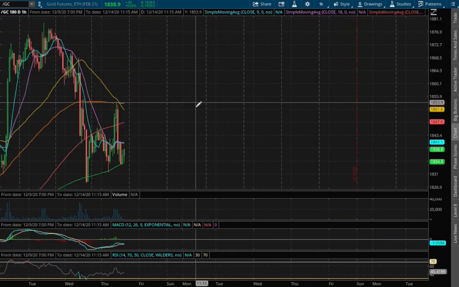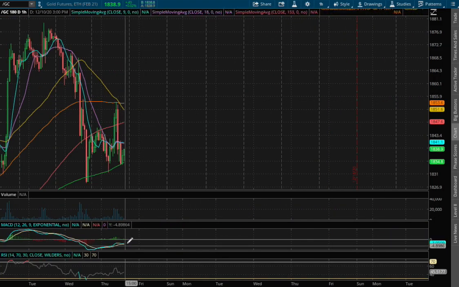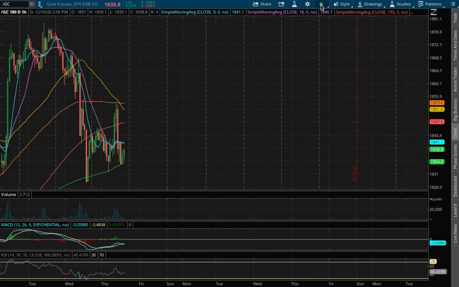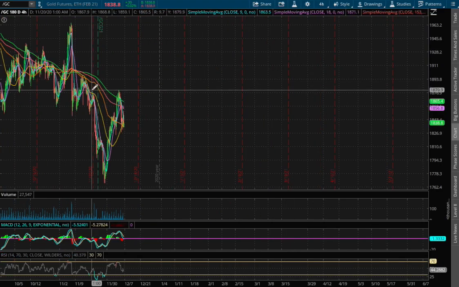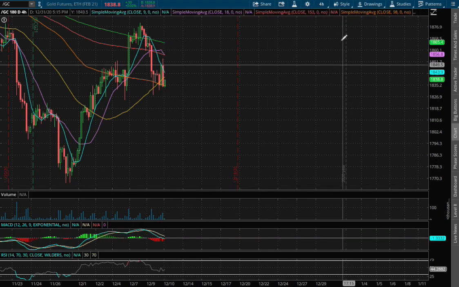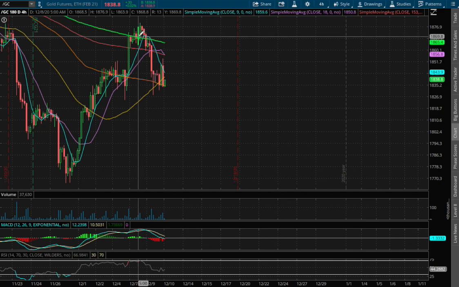We remain in negative MACD and we're seeing signs of a divergence and we're resting right along the 200 moving average, this green line, at the price of $1,834. As we extend out to the 4-hour chart, we still remain slightly in positive MACD. We're still heading into negative MACD territory. And we did encounter resistance with the 200 moving average, this green line, at the price of $1,865.